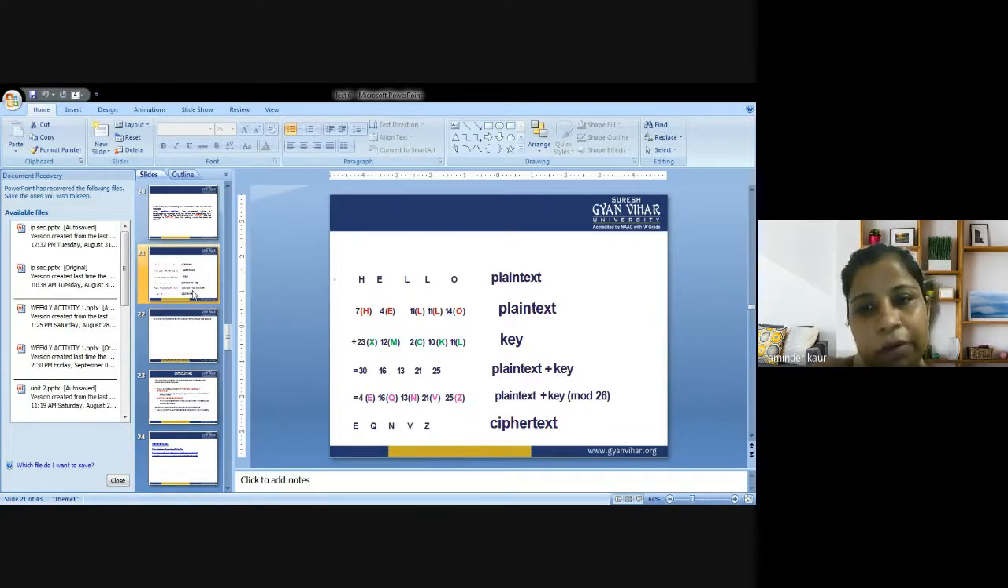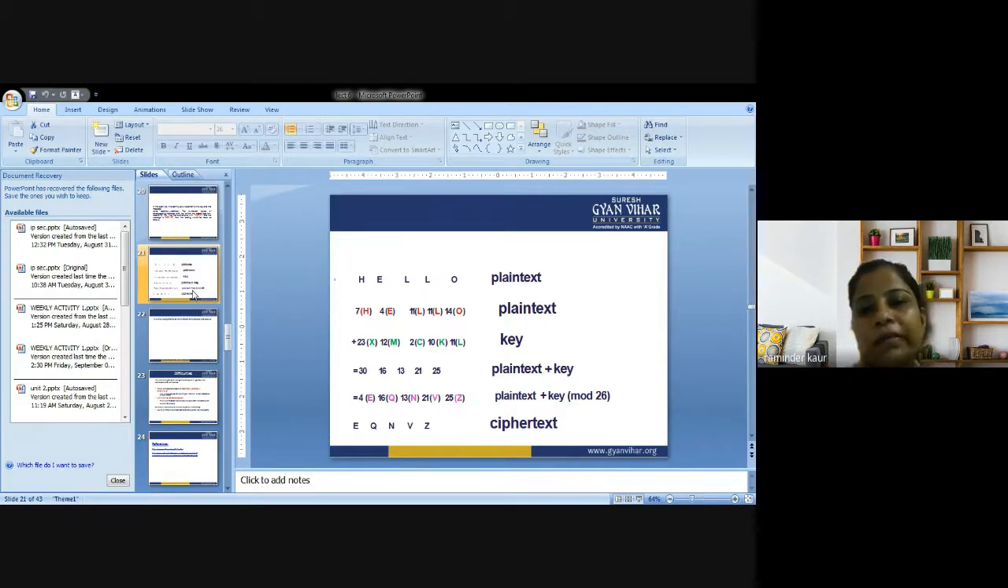So plain text plus key, modulus 26. 30 modulus 26 is equal to 4. 16 modulus 26 is 16. 13 modulus 26 is 13. 21 modulus 26 is 21. 25 modulus 26 is 25.